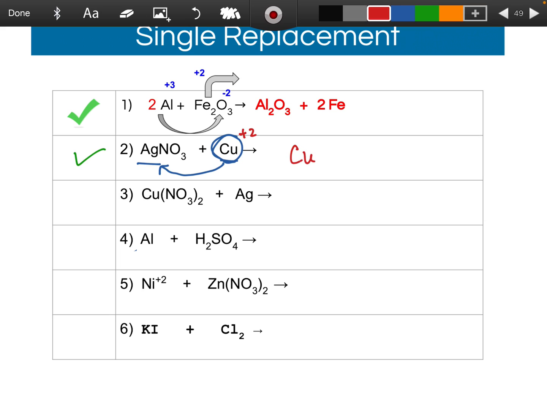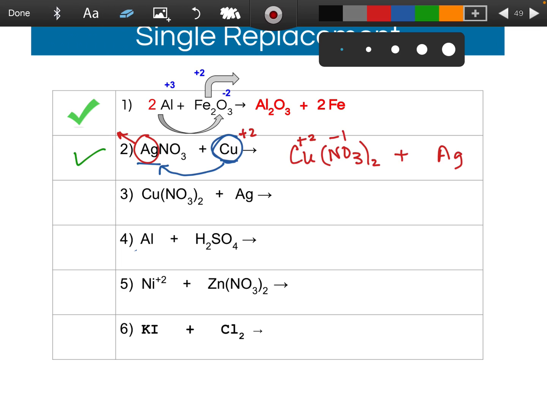When the atoms rearrange, copper is going to combine with nitrate. When you form a new compound, you have to go back to the basics and balance out the charges. If copper is +2 and nitrate is -1, we need 2 nitrates to balance out the charges. And then silver gets kicked off by itself. So silver will be out here by itself.